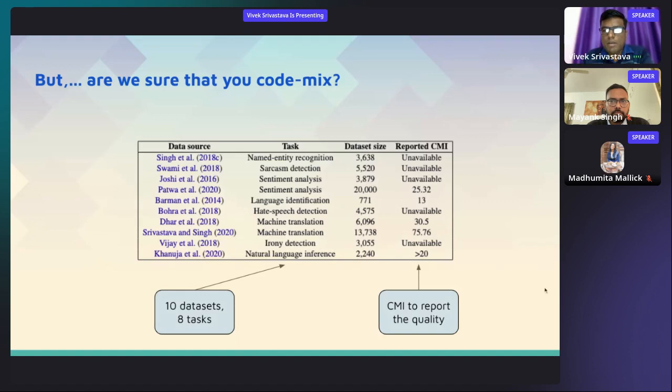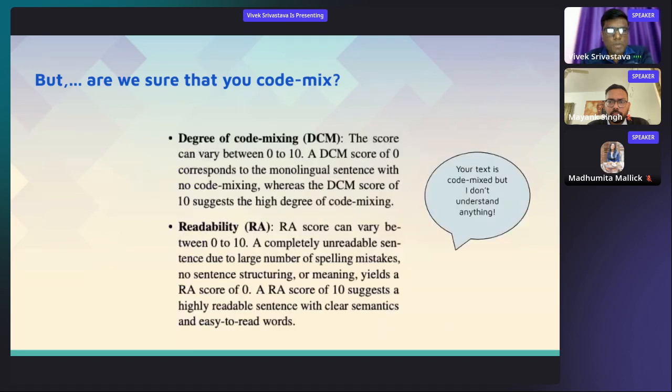If you see, the majority of these papers have used CMI to report the quality of the dataset, so how good the sentences in the dataset are, or how code-mixed the sentences are. This metric is very popularly used across the literature. So what we did was we proposed two different measures, with which we can actually measure what is happening in the text.